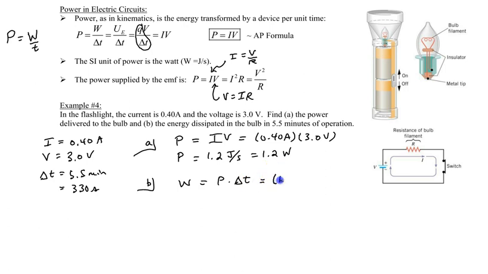Your power was 1.2 joules per second multiplied by 330 seconds. You can see the seconds will cancel out, and so you'll get an answer in joules. And so the energy dissipated in the circuit is 396 joules. And that's it for example number 4.